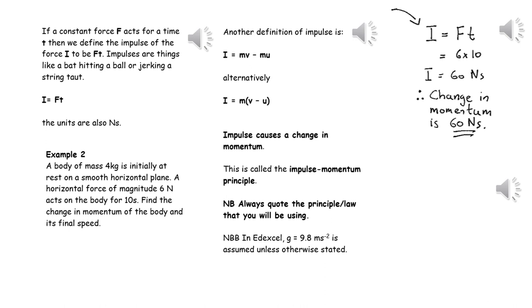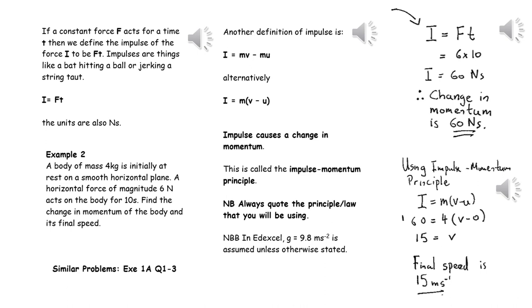equation I equals FT. Again, remembering that will not be actual on the real exam, but it's useful in this particular question. Having worked out the impulse in the first part, we can then use the fact that impulse is equal to change in momentum to work out the final velocity and therefore the final speed of the object.